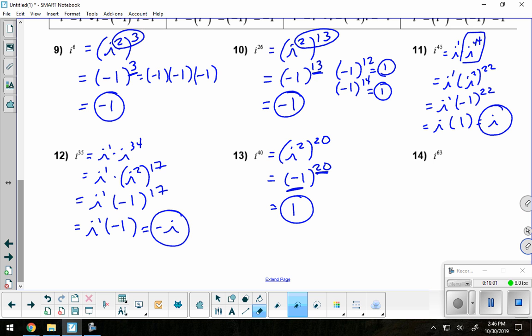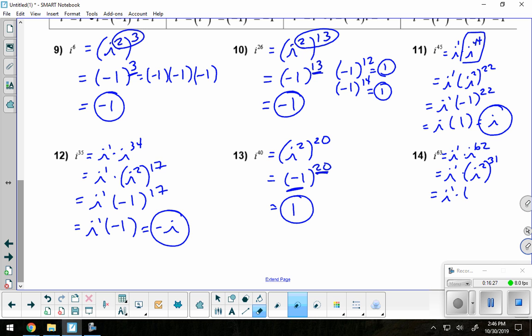Okay? Last one, 14, another odd, but again, just make it into an even, pull out that 1 i, and now you got one less, 62. Okay, break down 62. So keep that i to the first power out front. This would just be i squared to the 31st. 2 times 31 is 62. All right, swap it out now.